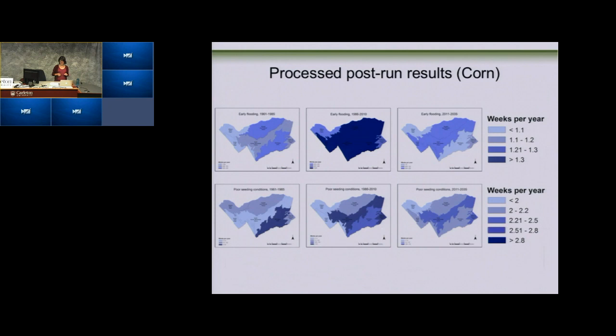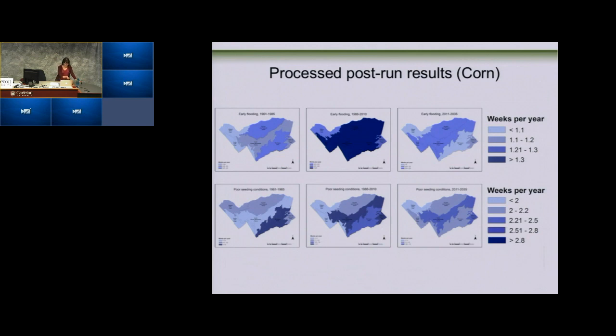As you can see here, we're looking at springtime weather extremes for corn, poor sitting conditions, and early flooding. These maps were created using data from the output tables produced by Envision. We can see some variability and increases in wet conditions over the past years.